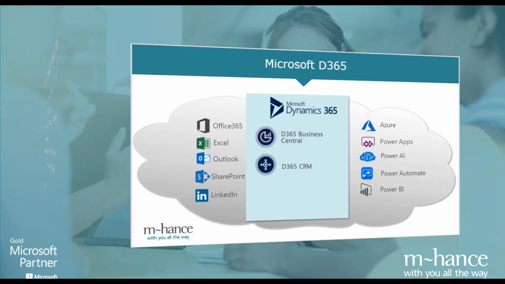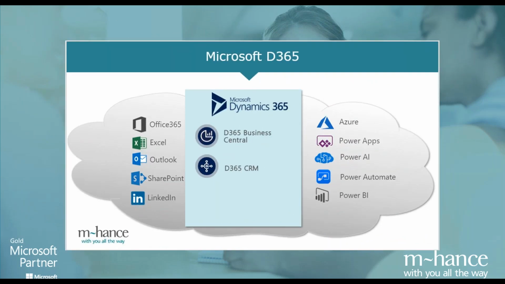Just moving on. This is just a bit of a visual to give you an idea of how the cloud stacks together. Here we have Microsoft 365. Here's our Dynamics 365, whether it's CE or Business Central, sitting in the middle. You have your Office products, which we're all familiar with, on the left-hand side. And on the right, these are all the Microsoft Power Platform. You have Azure, Power Apps, Power AI, Power Automate, Power BI.